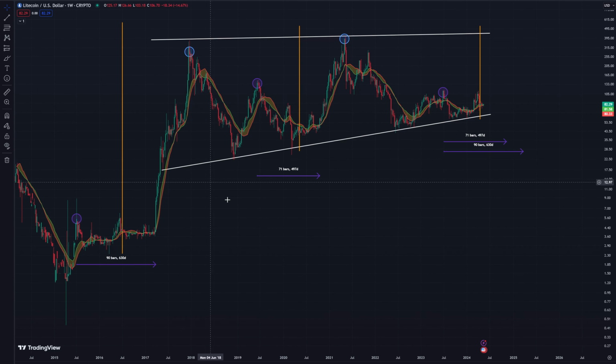Hey everybody, welcome back to another Reasonable Price Prediction, the series where we try to figure out where your favorite altcoins could be headed. Today we're looking at Litecoin.